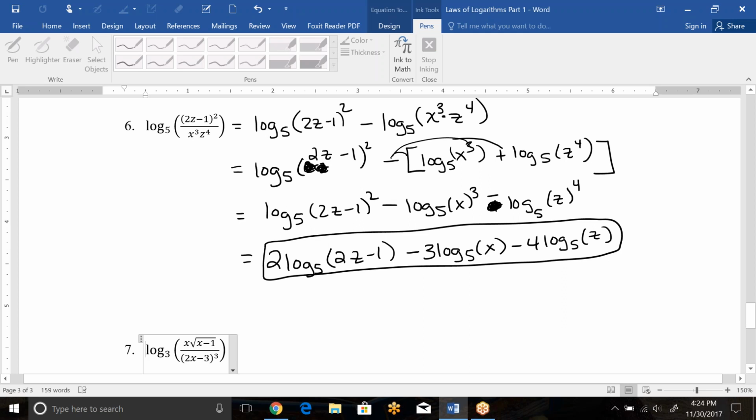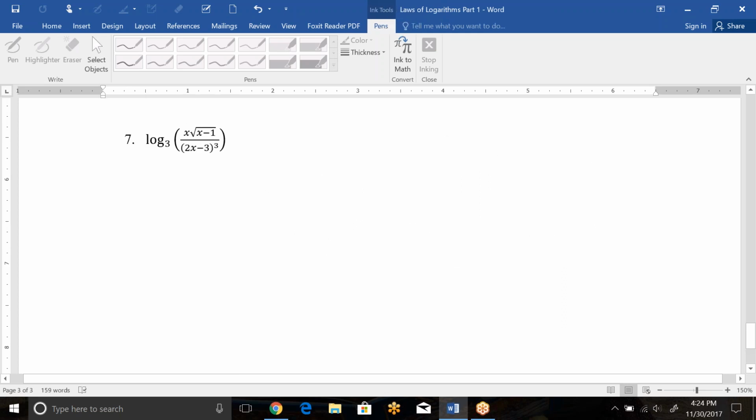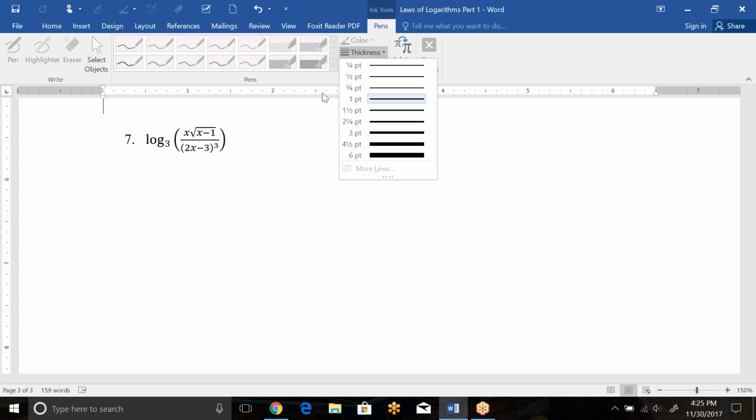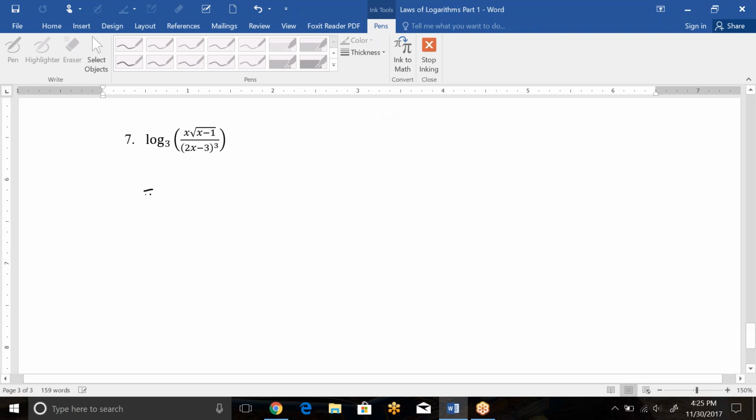All right, I believe I have one more just to get us some more variation. Again, split up the division first. So this would be, and you have to notice when we do this, we make everything we split have that same base. So log base 3 of x, and I'm going to go ahead and write this guy as x minus 1 to the 1/2. That'll save us a step later. And then minus log base 3 of 2x minus 3 to the third.